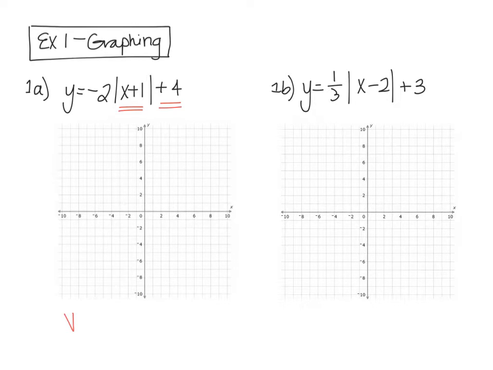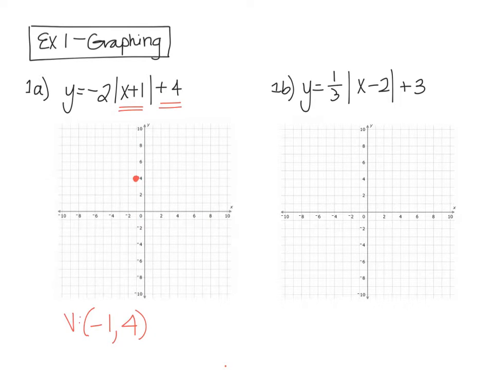So that means my inside vertex, inside opposite, that's going to be -1 or left 1. Outside is the same, +4. All right, so I'm going to start by plotting that point. -1, +4. If it'll let me. There we go.